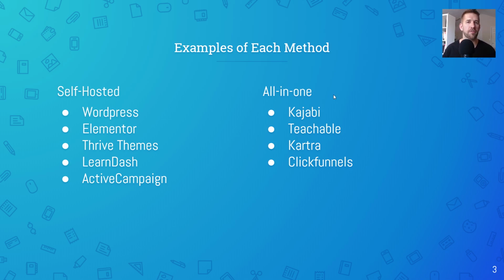On the all-in-one platform side, we have tools like Kajabi, Teachable, Kartra, ClickFunnels, and there's more coming out every day, it seems. But these essentially give you that transactional ability to accept payments. They give you the ability to protect content for your paid members and restrict it from your non-paid members. They give you the ability to create landing pages and sales pages and coupons and upsells and all the marketing goodness that you need to sell things. And some of these also even allow you to send emails and do customer support.